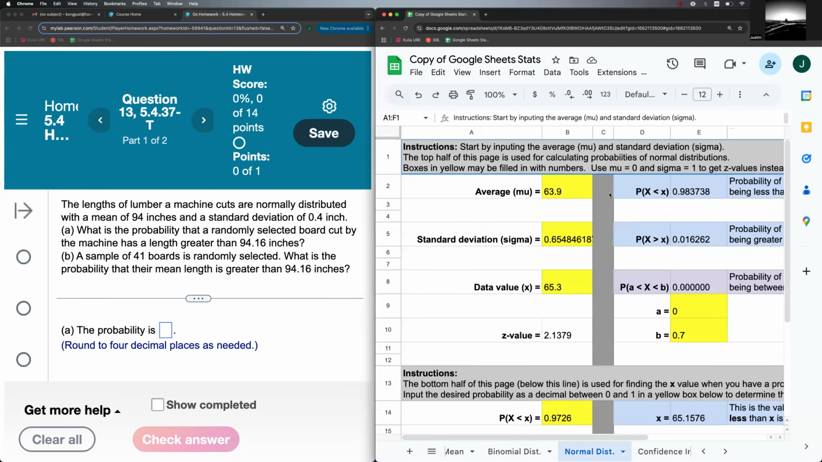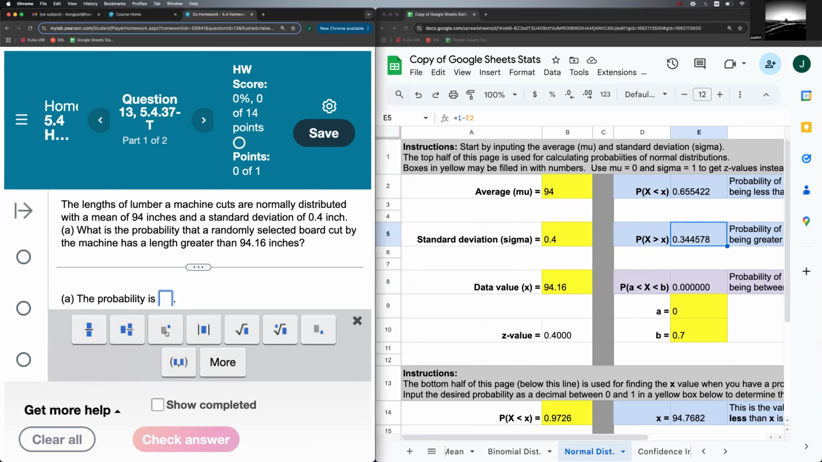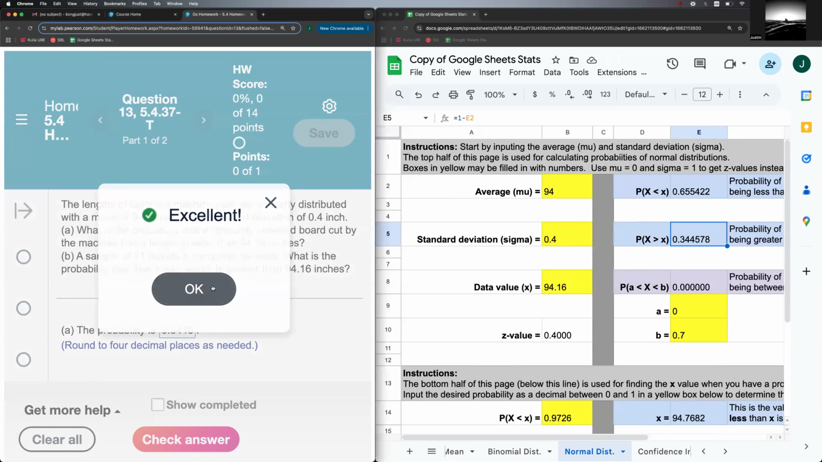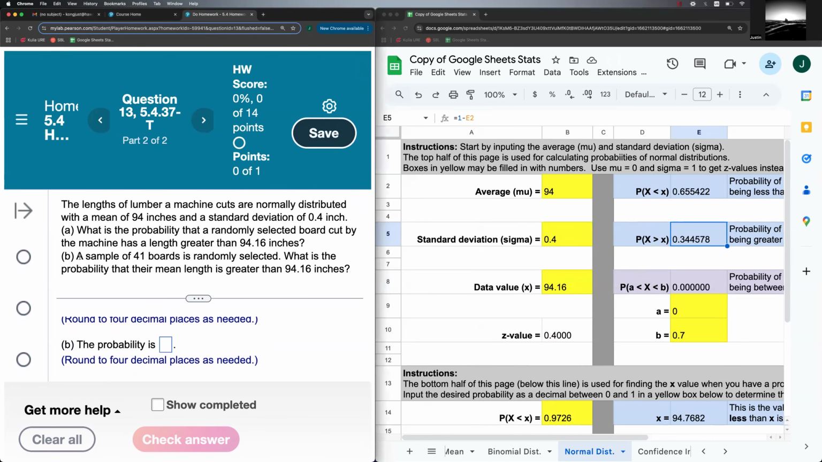Going to go to the normal distribution, input my average, which was 94, my standard deviation of 0.4, and this is a single board, so I can just leave it as 0.4. I'm checking the data value of 94.16, and I want to know the probability that's bigger. So I'm looking for bigger, the greater than symbol. That's 0.344578. To the nearest 4 would be 0.3446.